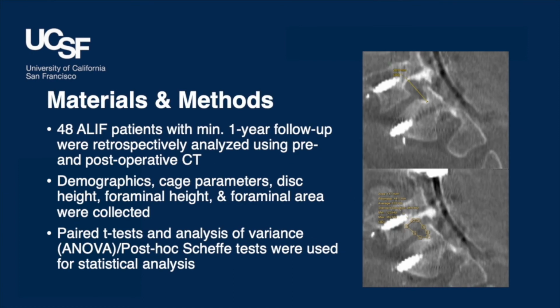This was a retrospective analysis of 48 patients who underwent ALIF with at least 1 year follow-up. Pre- and postoperative CTs were used for measurements. Different variables were collected including demographics, cage parameters, disc height, foraminal height, and foraminal area. Paired t-tests and ANOVAs with post-hoc Scheffe tests were used for statistical analysis.